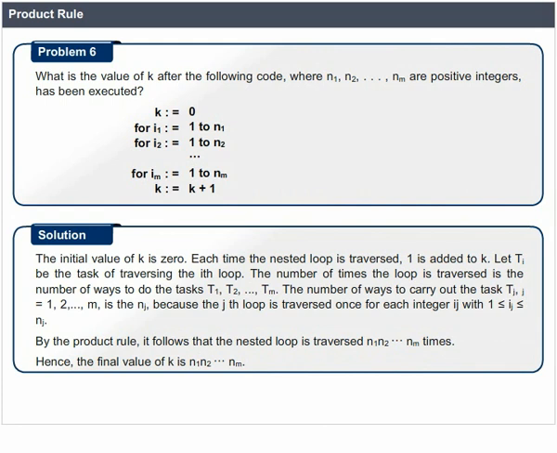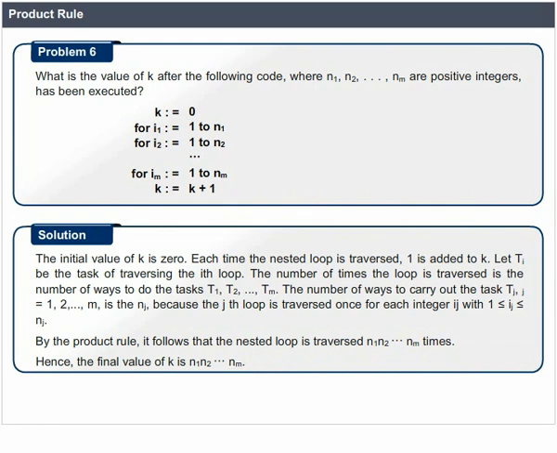Each time the nested loop is traversed, 1 is added to k. Let Ti be the task of traversing the ith loop. The number of times the loop is traversed is the number of ways to do the task, T1, T2, etc., Tm. The number of ways to carry out the task Tj, j equal to 1 to m, is nj because the jth loop is traversed once for each integer ij, with 1 less than or equal to ij less than or equal to nj. By the product rule, it follows that the nested loop is traversed n1, n2, etc., nm times. Hence, the final value of k is n1, n2, etc., nm.